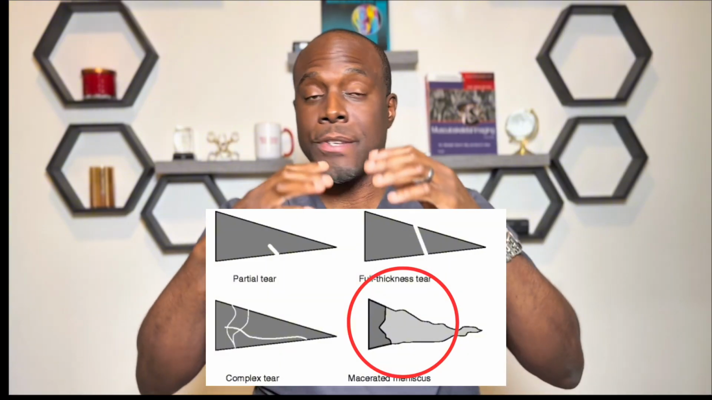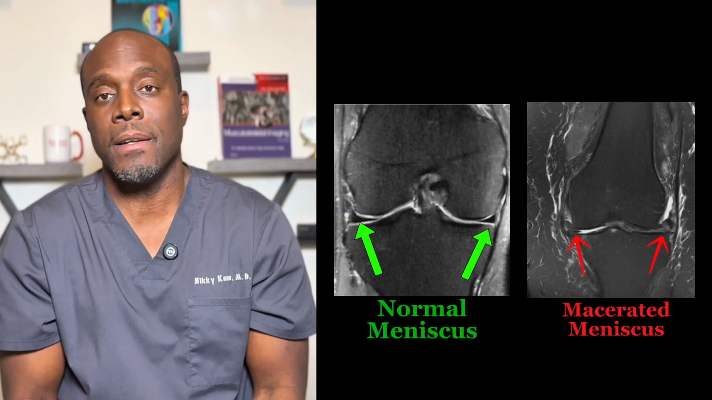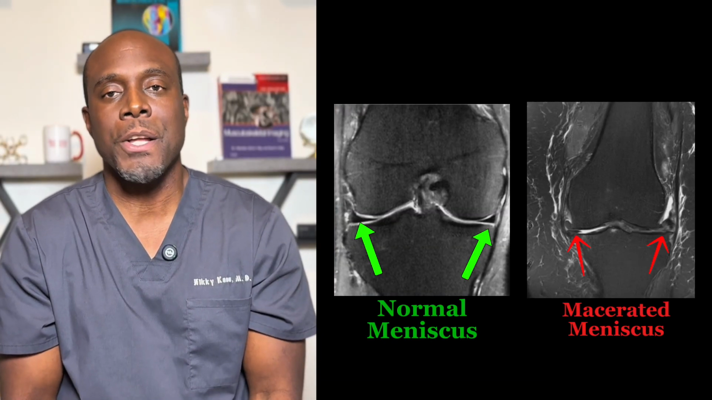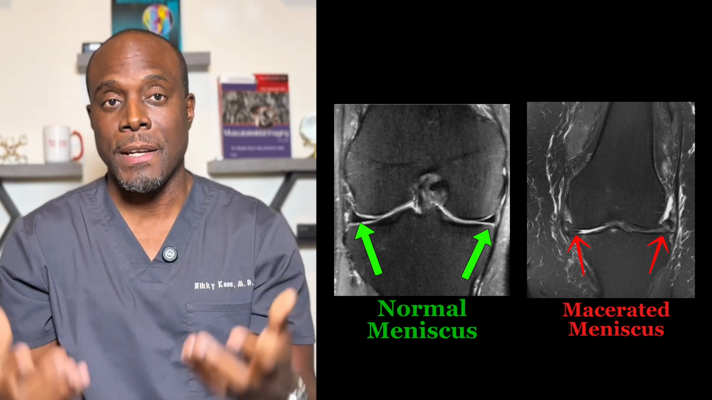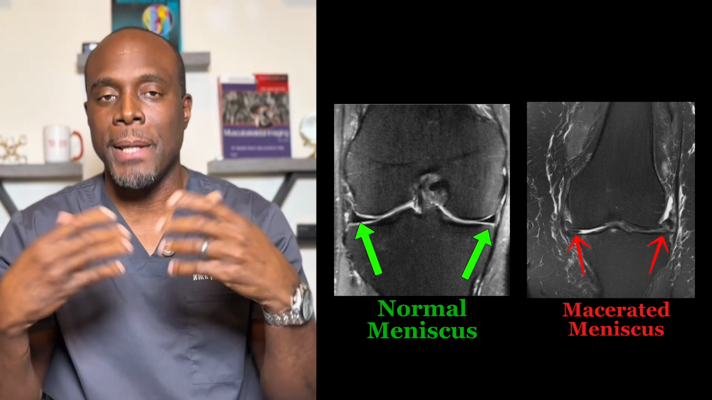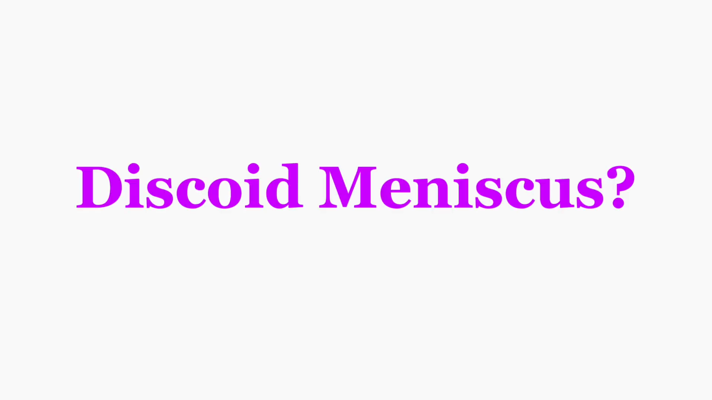What is maceration of the meniscus? It simply means that the meniscus tissue has broken down significantly. It's frayed, it's softened, and it's compressed. Think of it like a sponge that has been wrung out too many times. You see this in advanced degeneration of the knee, and it means that the cushion has lost its ability to do its job.